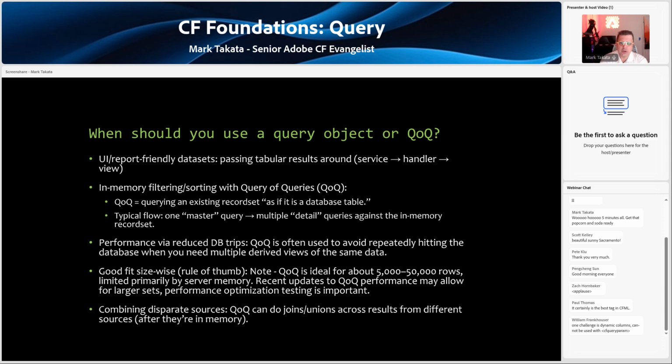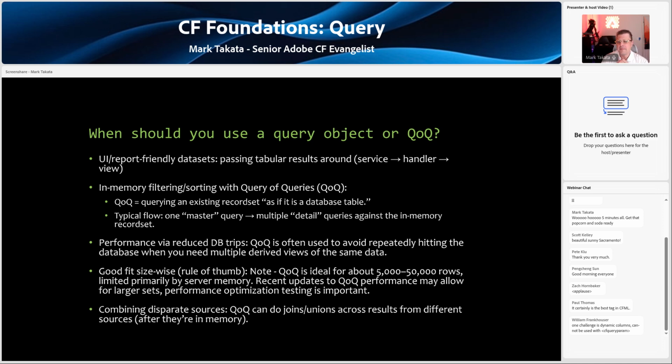So when should you use a query object or a query of queries? I mean, a lot, actually. It's a great object. Again, like I said before, it's one of the core tenets of ColdFusion. ColdFusion was originally designed to take data from a database and display it on a screen. That was its raison d'etre. Its entire reason for being was to pull data, and that data was pretty much from the beginning set in as a query object.